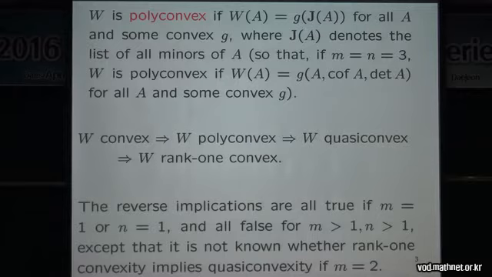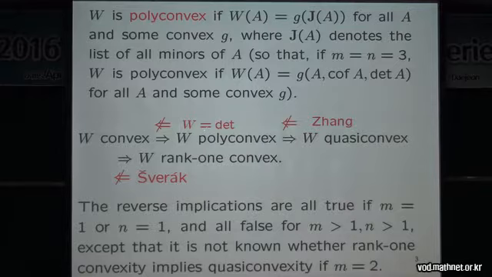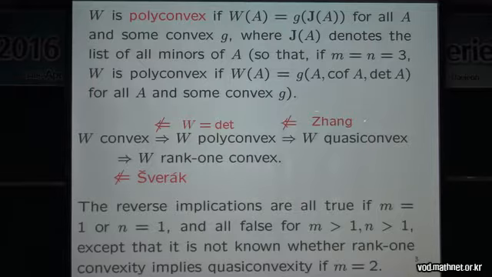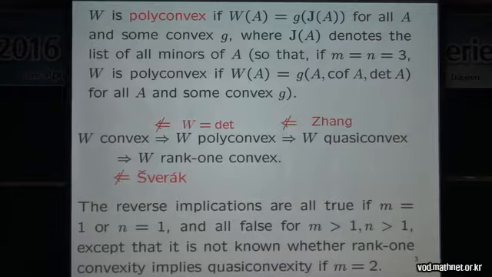and there are counterexamples. You could take just the determinant, which is not a convex function of the matrix. So that tells you that polyconvexity does not imply convexity. For quasi-convexity not implying polyconvexity, there's an example due to Zhang Kewei, and I think most of the examples, in fact, maybe all the examples of that, use some kind of quasi-convexification, which I'll explain in a second. And that rank 1 convexity does not imply quasi-convexity was a long-standing open problem for 50 years, which was solved by Vladimir Šverák.